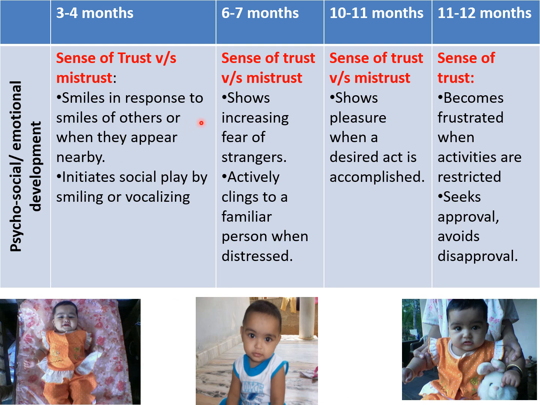So 3 to 4 months, the trust. The child smiles in response to the smile of others, or when a familiar person appears. The child initiates social play by smiling or vocalizing some sounds. That is social play. Sense of trust at 6 to 7 months: they show increasing fear of strangers and cling to a familiar person. In the hospital you can see the child clinging only to the caregiver, the mother or the father. Seeing the nurse, they will be crying. There is a fear of strangers.